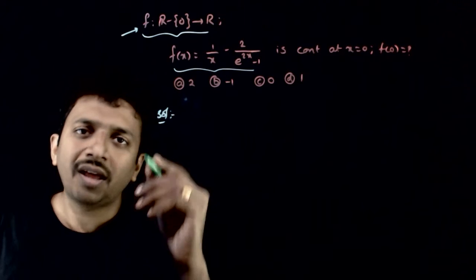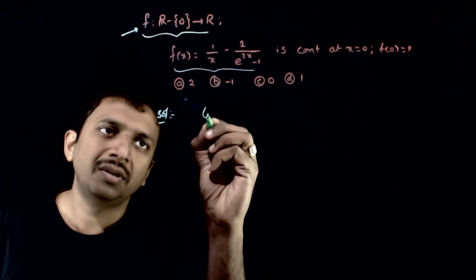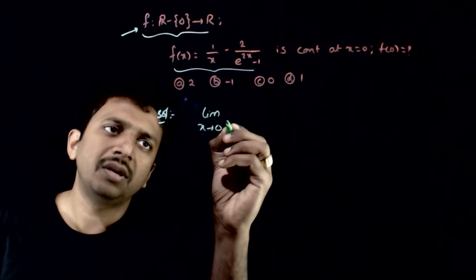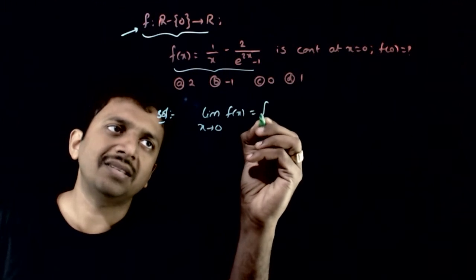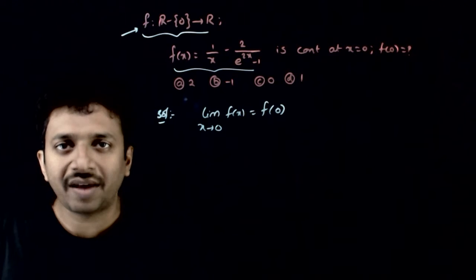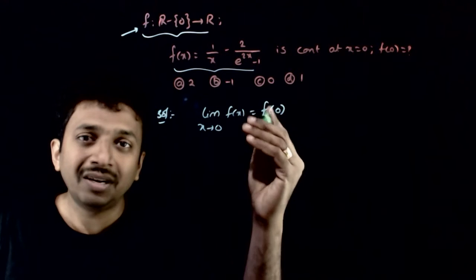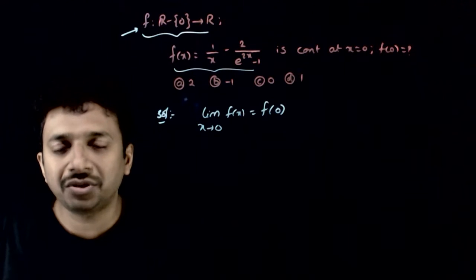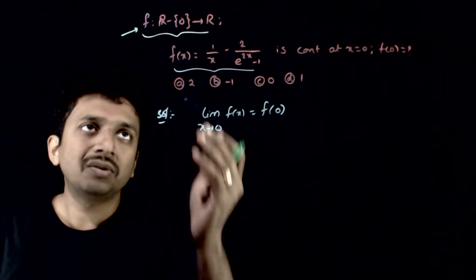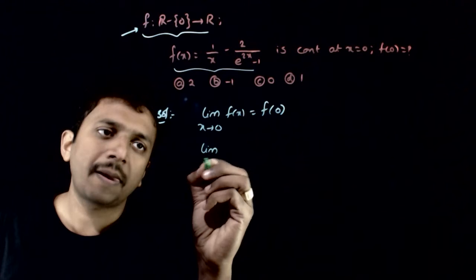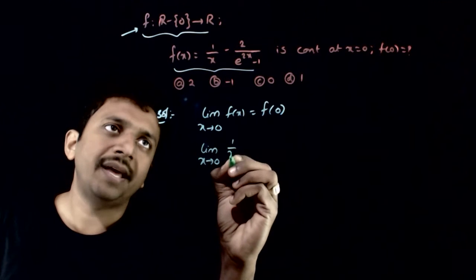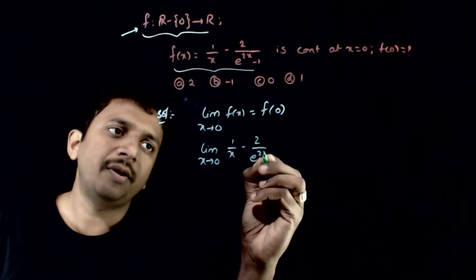So we know that for f(x) to be continuous at x = 0, the limit as x tends to 0 of f(x) should be the same as f(0). So if I have to define f(0), I have to define it equal to the limit as x tends to 0 of f(x). So what is the limit as x tends to 0 of 1/x - 2/(e^(2x) - 1)?